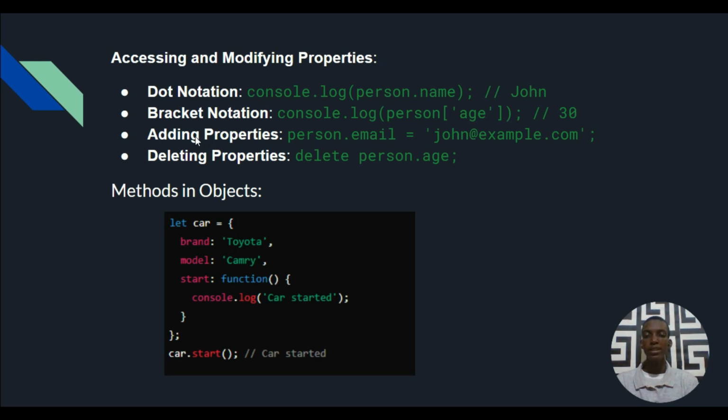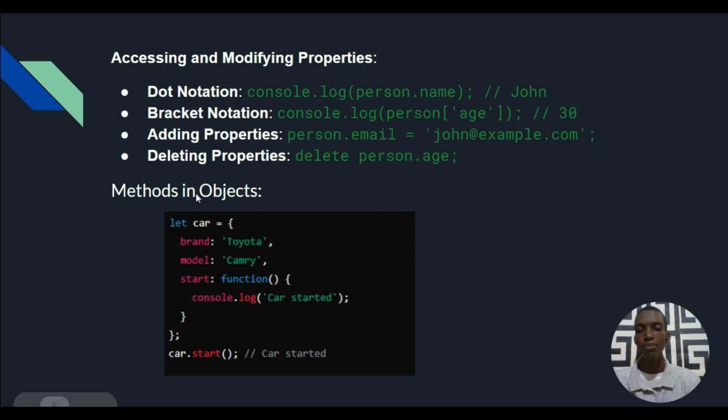Now adding properties. To add a property I will say person.email. This property was not there before, but the moment I say it outside, person.email, automatically it adds this as a property into it, and gives it a value. Now to delete properties, you use the delete keyword, then you say person and the certain property you want to delete.